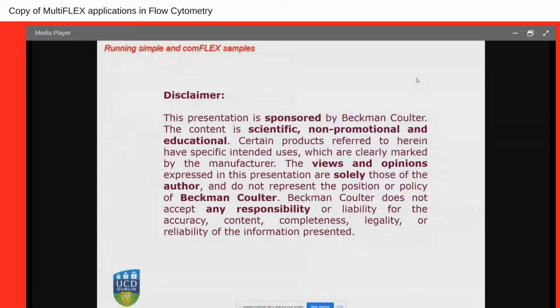So the first thing I will say is a disclaimer. Anything that I will say from here is my responsibility, and this is my view of cytometry and the things that we consider as one way of doing it. But there are many other ways of doing things in flow cytometry.